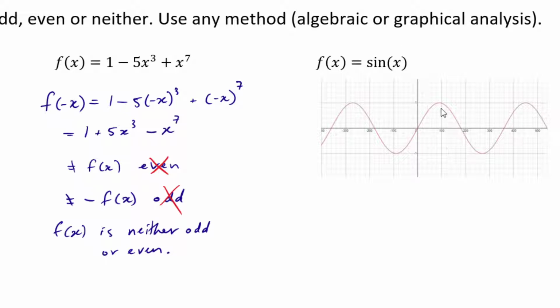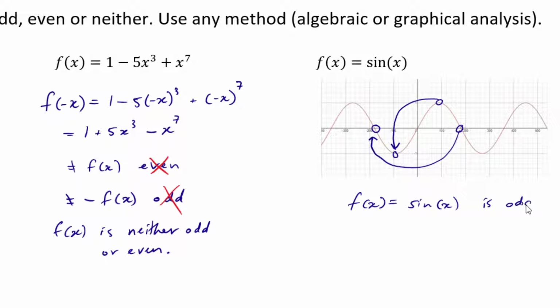However, if you can rotate a point 180 degrees and it arrives at another point on the graph, then it is definitely odd. And we can see that is the case right here. If we rotate these points 180 degrees, we map onto the function. So f of x equals sine x here is an odd function. So we can actually just take a look at the graph and determine if it is odd or even.